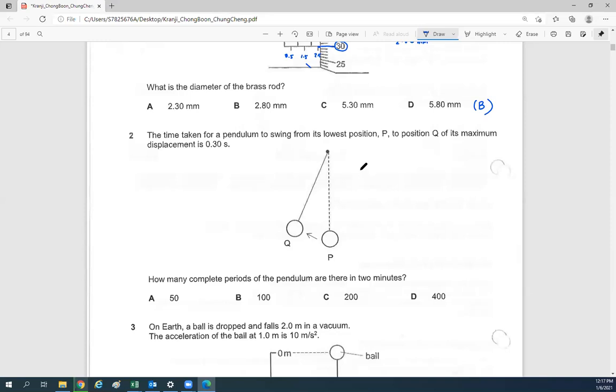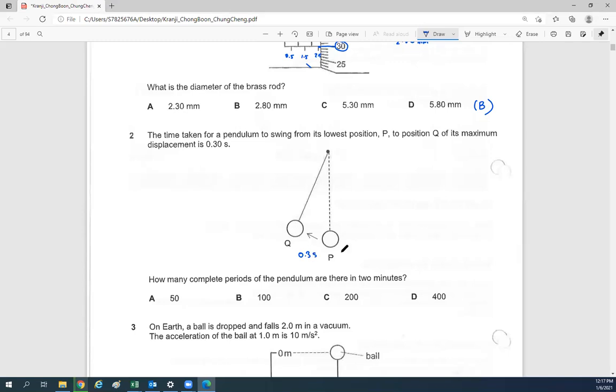Second, pendulum. So I'm just going to go through and talk through my thought process. In this case, it's in a way helping you to revise how to approach these sort of questions. So, pendulum. The time taken for a pendulum to swing from P to Q is 0.3 seconds.